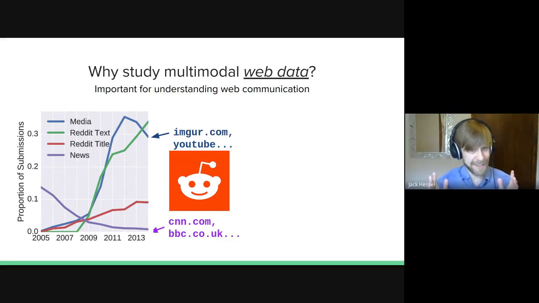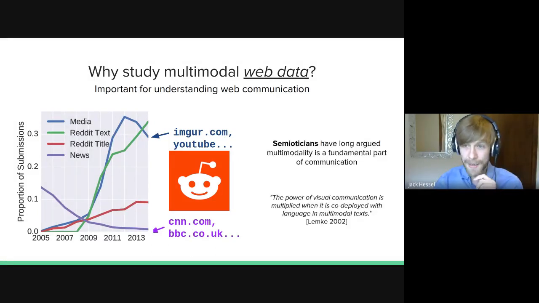A pessimist might look at a graph like this and think that perhaps this is indicating something quite bad about society. So like, is this the end of the world? Are we just looking at more cat pictures and watching more YouTube videos and not discussing serious, important news topics? I'd like to paint a slightly more optimistic view of what's going on here. In particular, I'd like to invoke the field of semiotics, which is related to linguistics. And semioticians are quite interested in the multimodal nature of communication.